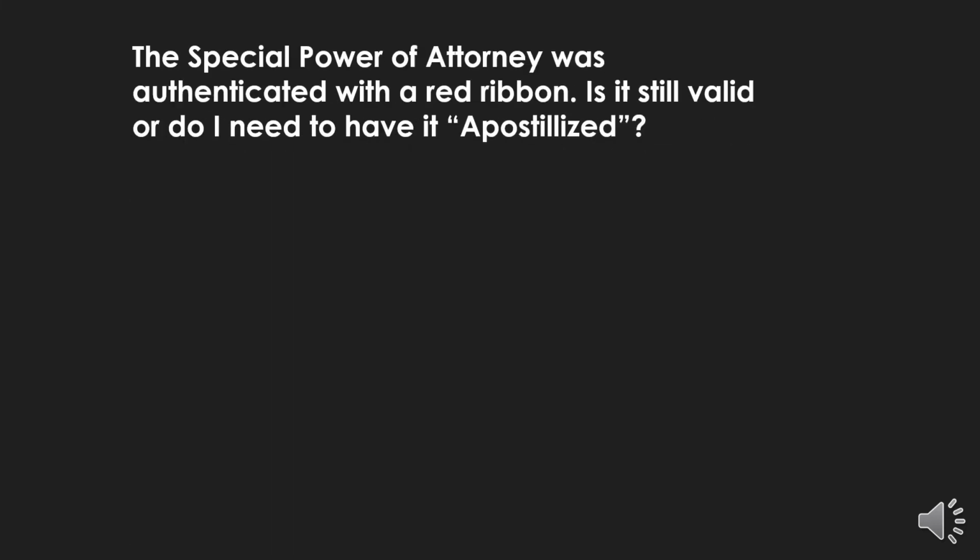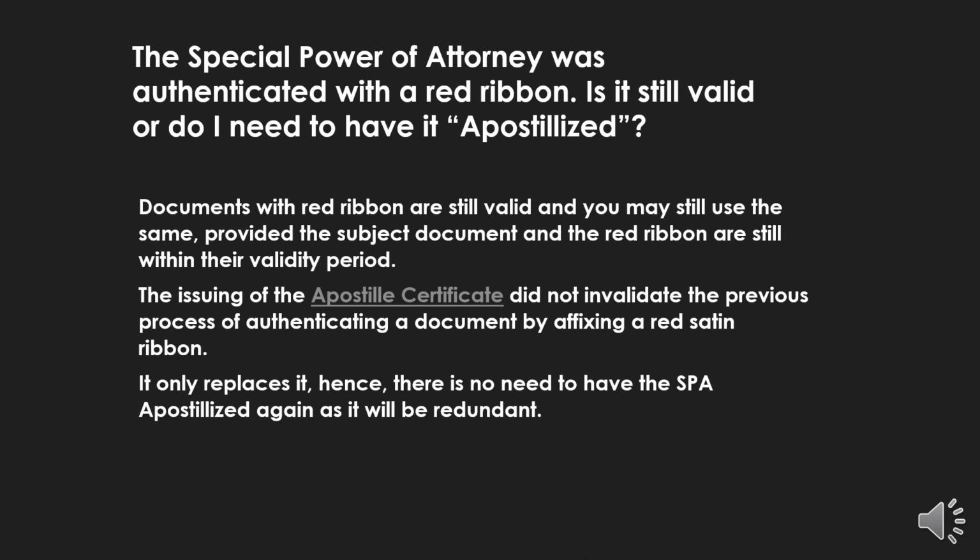The special power of attorney was authenticated with a red ribbon. Is it still valid or do I need to have it apostillized? Documents with red ribbon are still valid and you may still use the same, provided that the subject document and the red ribbon are still within their validity period. The issuing of the apostille certificate did not invalidate the previous process of authenticating a document by affixing a red satin ribbon. It only replaces it. Hence, there is no need to have the SPA apostillized again as it will be redundant.